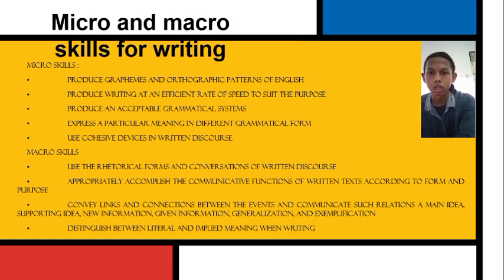And next is macro skills. The macro skill is use the rhetorical forms and conventions of written discourse. And number 2 is appropriately accomplish the communicative functions of written text according to the form and purpose. And number 3 is convey the links and connections between events and communicate such relations as main idea, supporting idea, new information, given information, generalization, and exemplification. And next is distinguish between literal and implied meaning when writing. And the last is correctly convey culturally specific references in the context of the written text.